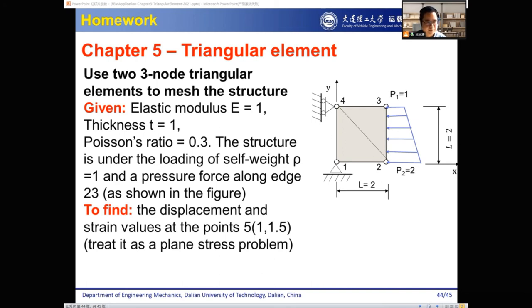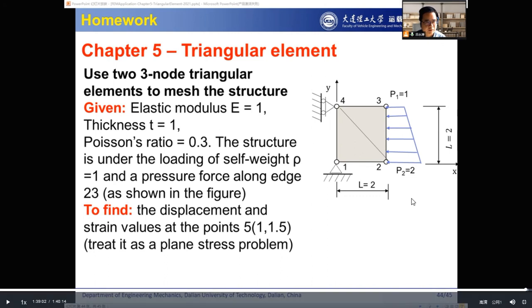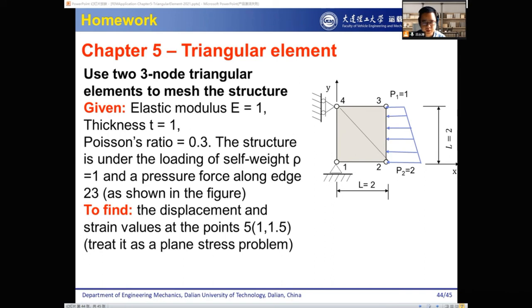But the displacement is always continuous in the structure, and this is guaranteed by the property of the shape function. Also from the shape function, we know the distribution in the element. And by using the area coordinates, we can quickly work out the shape function. We will talk more about this in future lectures.